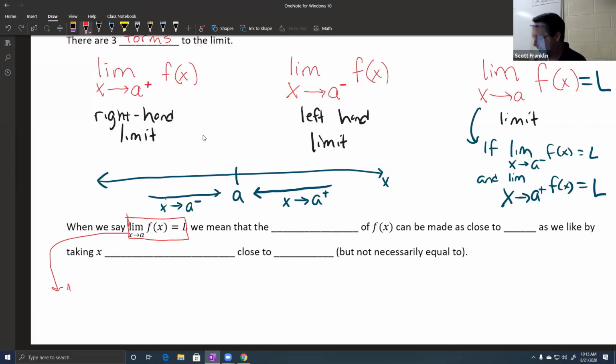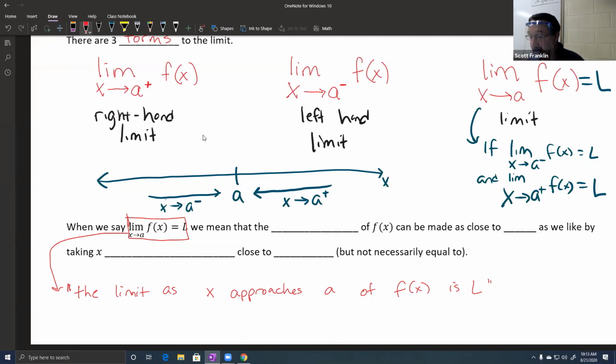Can't write. It's just going to make it worse, but I'm going to, just for class today. The limit as x approaches A of f of x is L. So when we say that, what do we mean?